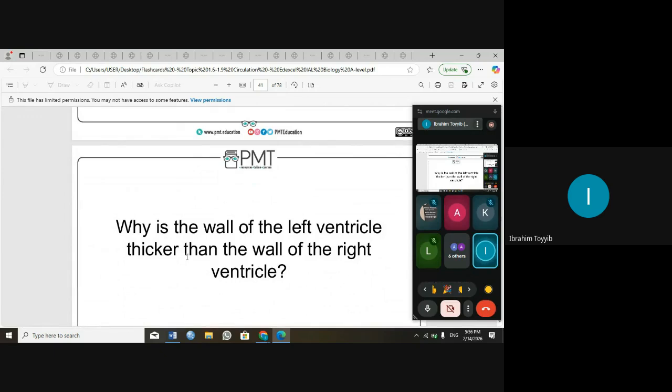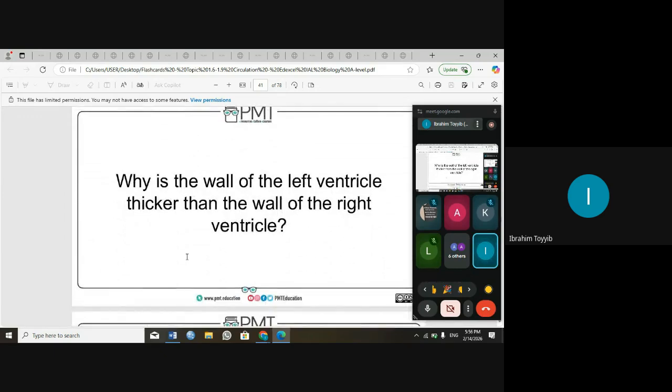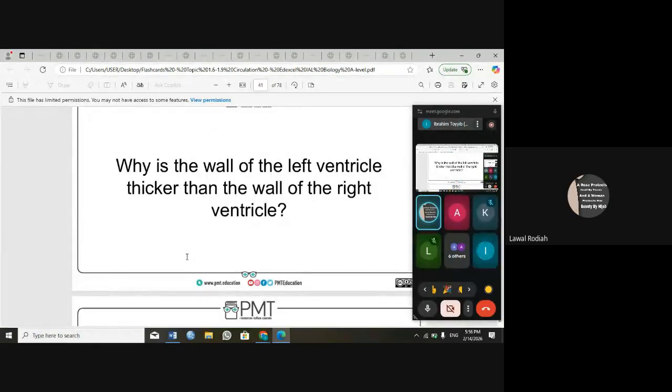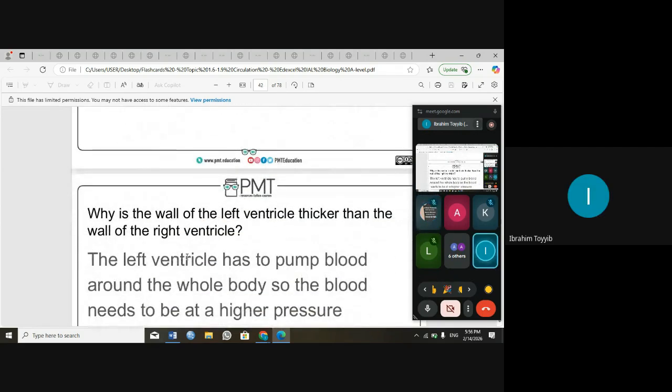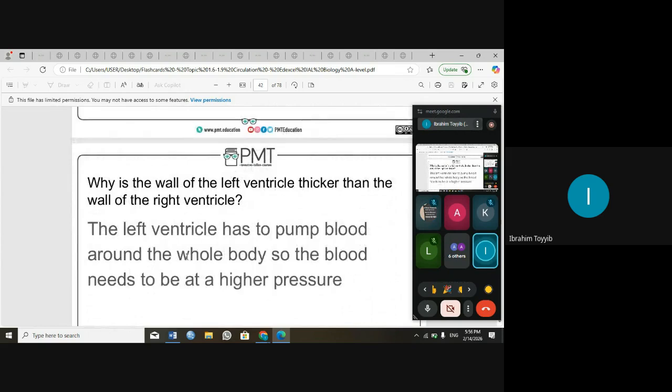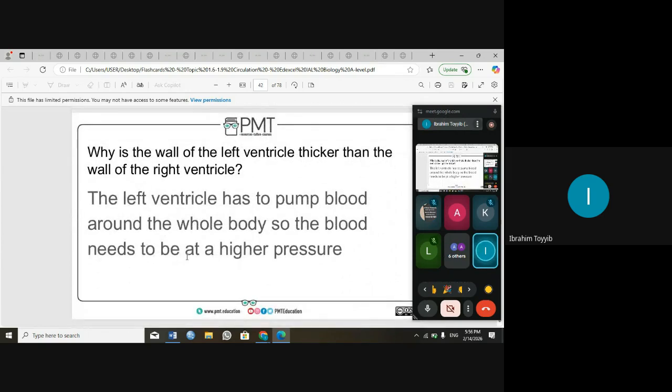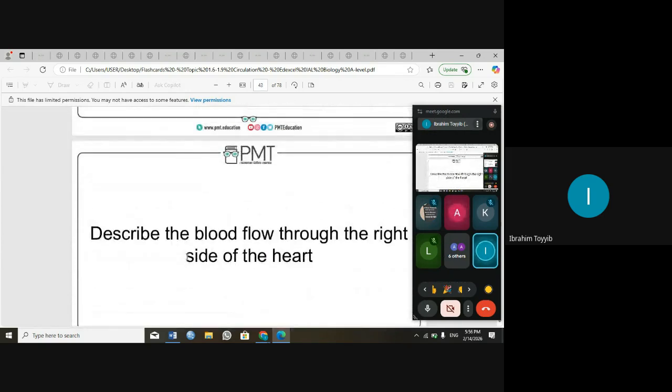Why is the wall of the left ventricle thicker than the wall of the right ventricle? I've told you this today. I said the thickest chamber of the heart is the left ventricle, because it has to pump blood to other parts of the body. It has to pump blood around the whole body, so the blood needs to be pumped at higher pressure.